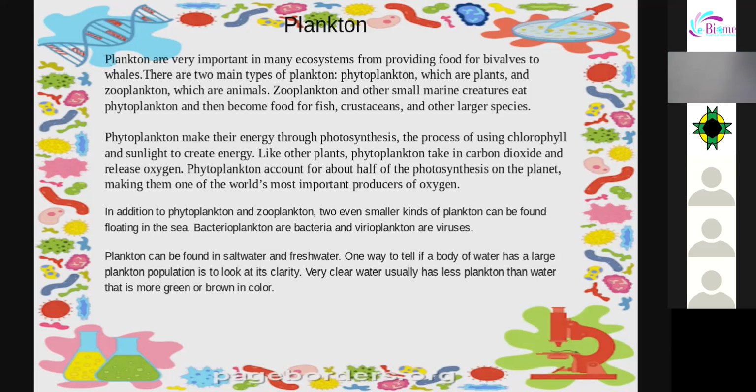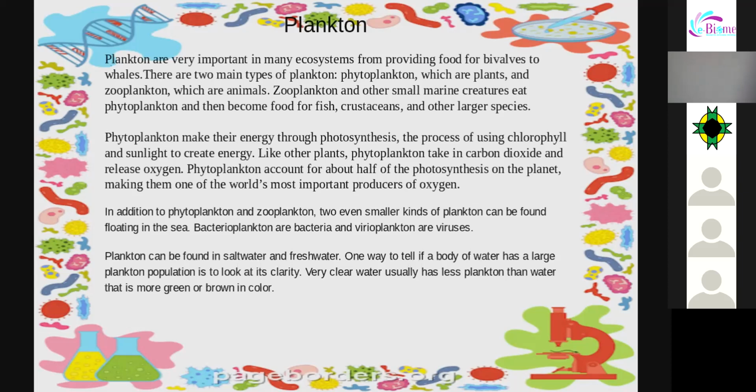So actually, phytoplankton make their energy through photosynthesis, the process of using chlorophyll, which is the green pigment in plants, and sunlight to create energy. So like other plants, phytoplankton take in carbon dioxide and release oxygen. Phytoplankton account for about half of the photosynthesis on the planet, making them one of the world's most important producers of oxygen. So plankton are actually very important.